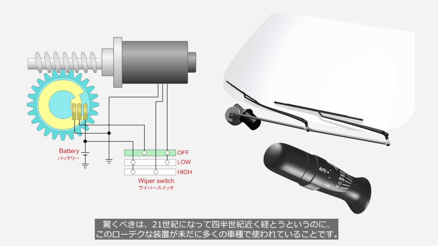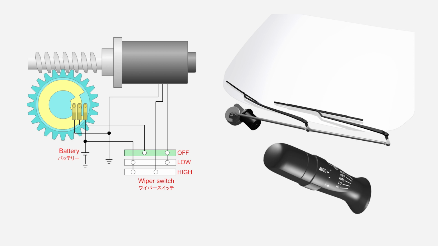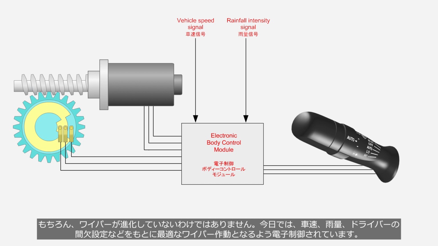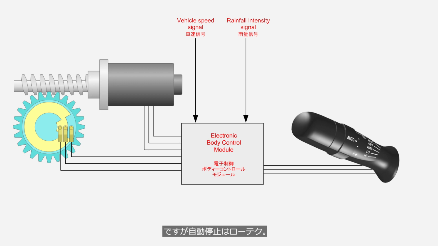It is astonishing that, despite being nearly a quarter of a century into the 21st century, these low-tech devices are still widely used. Certainly, it's not that wipers haven't evolved. Nowadays, they are electronically controlled to operate optimally based on factors such as vehicle speed, rainfall intensity, and driver-set intervals. However, automatic stopping remains low-tech.